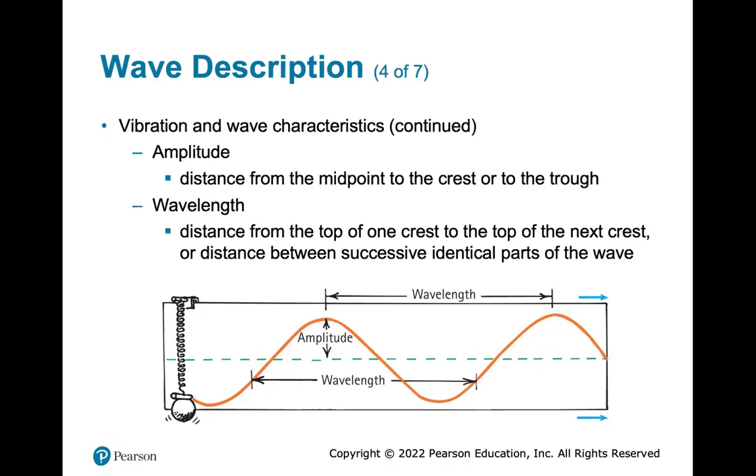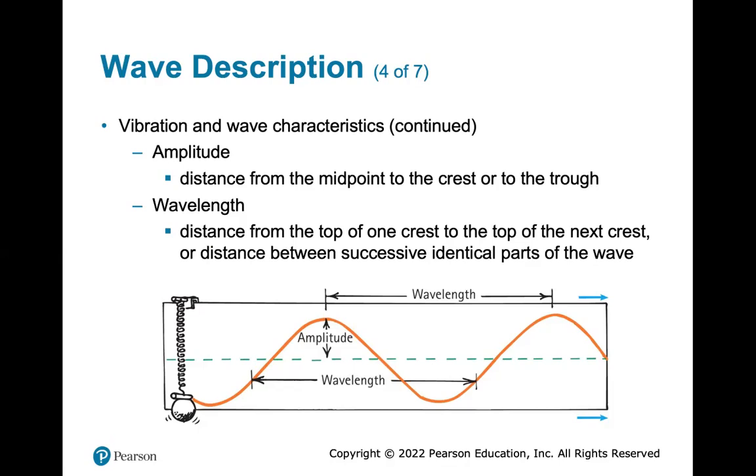Okay, vibrations and wave characteristics continue. The amplitude is the distance from the midpoint to the peak or the crest. This is the midpoint here of the wave, to the crest or to the trough is the amplitude. So this is the amplitude and this is the amplitude. It's how much it deviates from the center. The wavelength is the distance from the top of one crest to the top of the next crest, or the distance between successive identical parts of the wave. Now, the identical is very important in that the direction you're going has to be in the same direction.